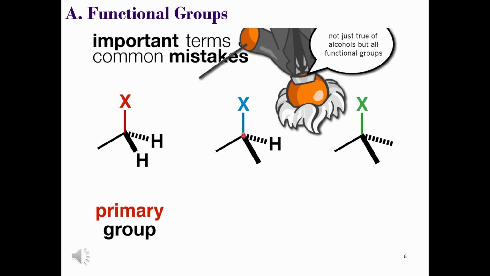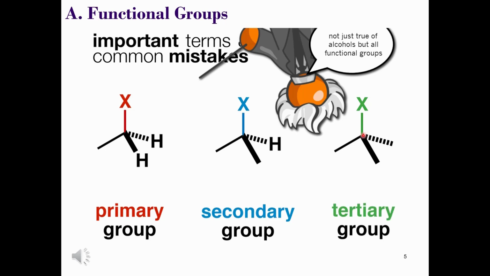whereas for the blue functional group that's represented by the letter X, the carbon that X is attached to is attached to two other carbons. And finally, when we have our tertiary group, the X that's marked in green, the carbon that X is attached to is attached to three other carbon atoms. This is a way of representing primary, secondary, and tertiary groups. Sometimes these are denoted as 1 degree, 2 degree, or 3 degree, and they mean primary, secondary, and tertiary respectively.